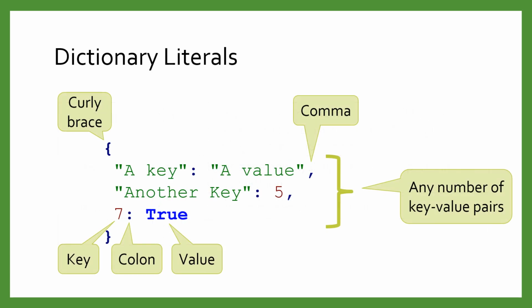The syntax for a dictionary literal begins with a pair of curly braces. Inside of those braces, you will find key-value pairs separated by commas. Each key is separated from its value with a colon. The key and the value can be any expression, but are often literal values. Although not required, each key-value pair is often placed on its own new line.